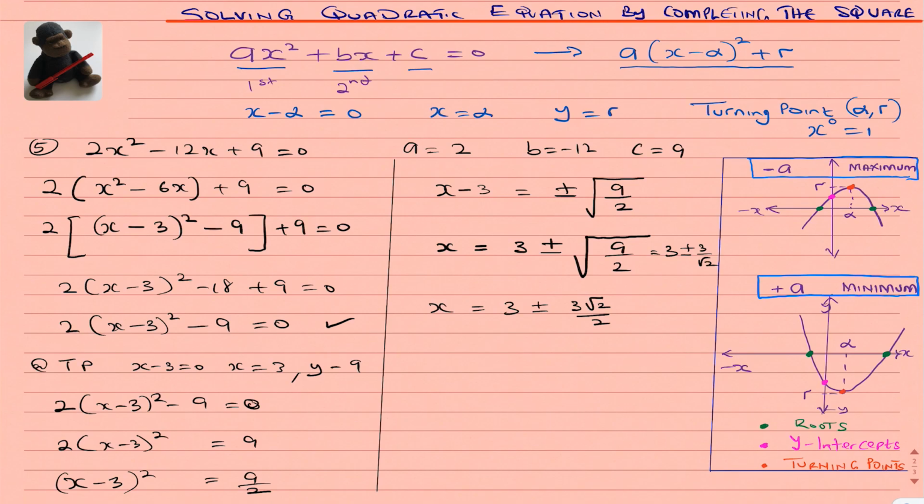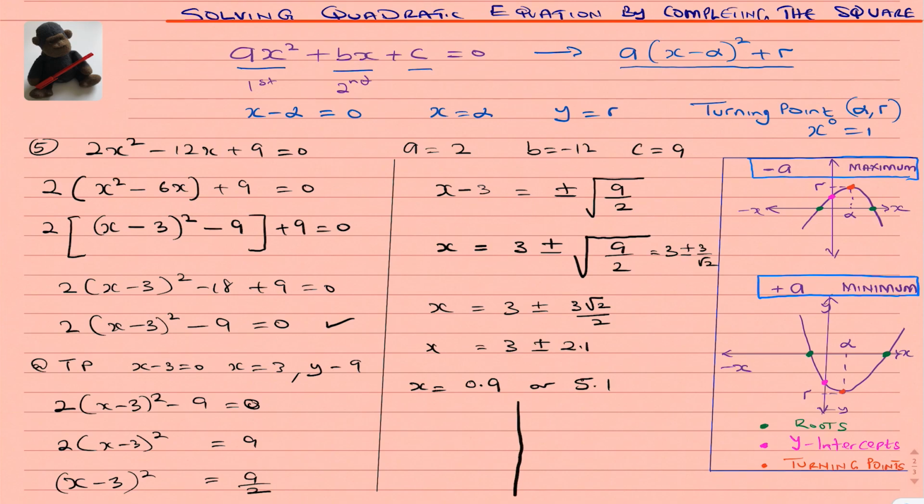But in a decimal form, that will become 3 plus or minus 2.1. Which means your x will become 0.9, because 3 minus 2.1 is 0.9, or 5.1, because 3 plus 2.1 is 5.1.